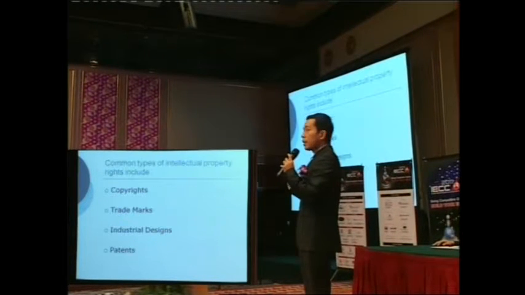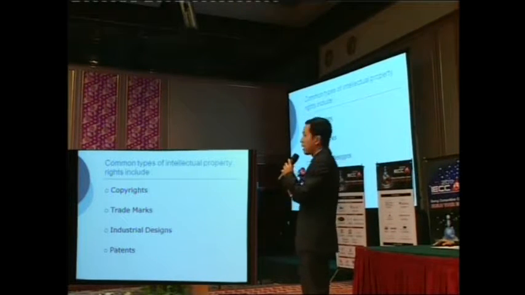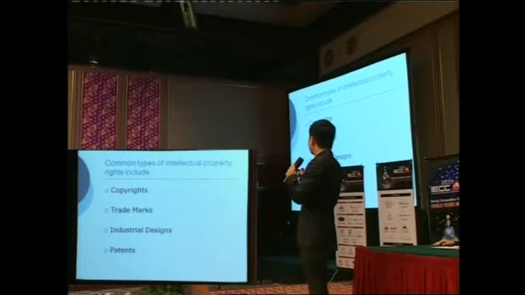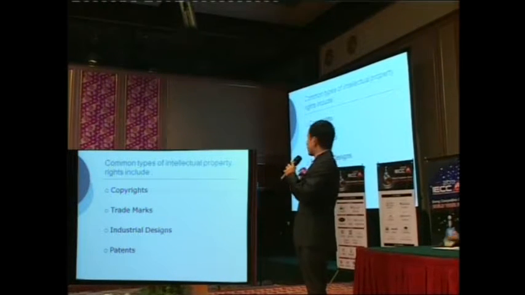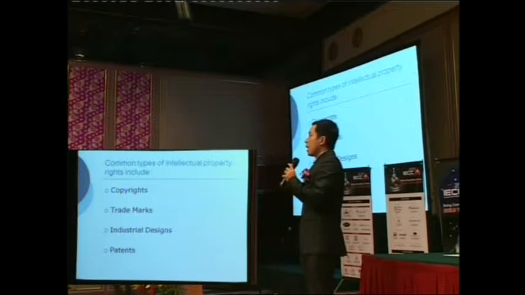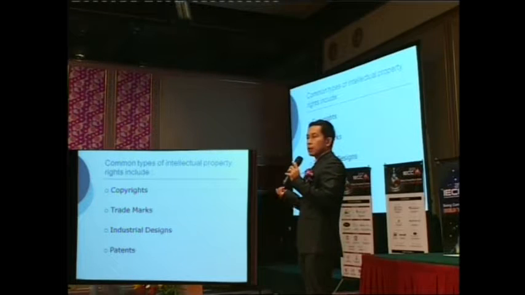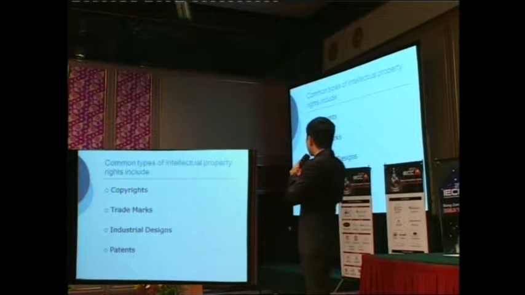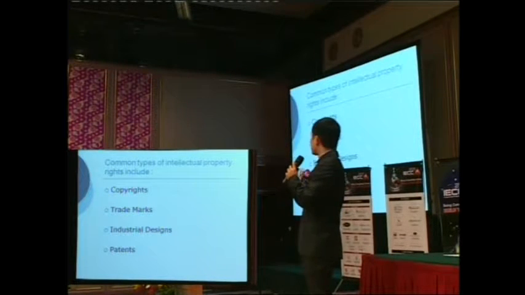So the common types of intellectual property are copyrights, which is very common, trademarks, industrial designs, and patents. Of course, there are a lot more, like geographical indications, trade secrets and confidential information. But I'm going to touch on these four sections. They are more crucial to your current market segment.